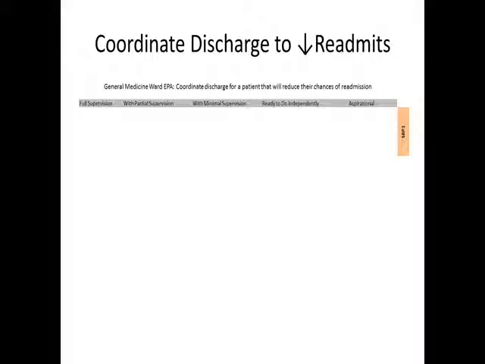For this subcompetency of working effectively within an interprofessional team, we asked, what would it take to go from needing to supervise the resident in person at the bedside to partial supervision, which is nearby but not necessarily physically present?